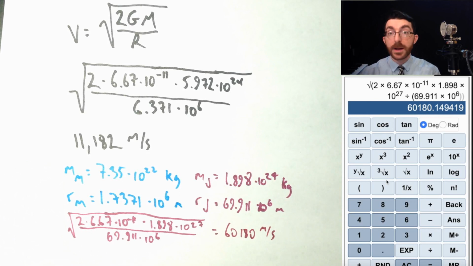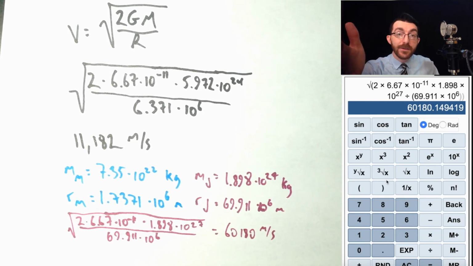So about 6 times faster. It's about 6 times harder to get away from Jupiter than it is from the Earth. Or I should say you have to be going 6 times faster to get away. All right, well, I'm going to leave the moon's escape velocity as an activity for you.